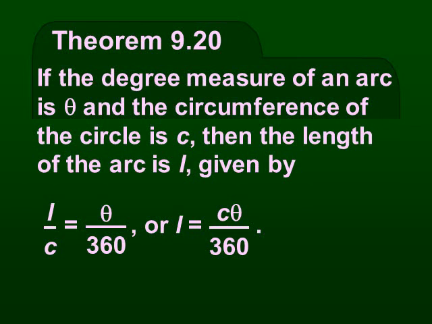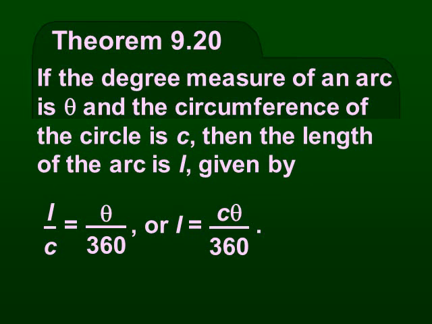If the degree measure of an arc is theta, and the circumference of the circle is C, then the length of the arc, which is going to be in meters, inches, centimeters, is the script L, or in here it's an italic lowercase l for length. And this is the proportion: the length is to the circumference as the arc measure is to 360. So we can cross multiply and solve for L, and we will have circumference times theta over 360 degrees.